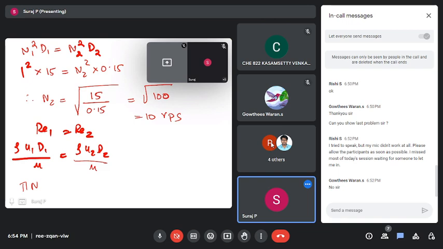In the next section, I'll be trying to solve the problem on non-Newtonian. If there is some question about non-Newtonian, I can solve that.